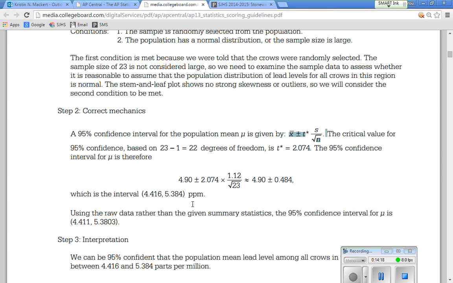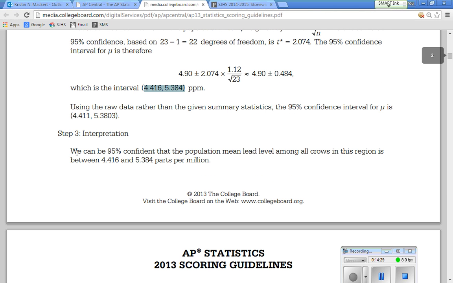All right, how many of you actually got the correct interval? Okay, almost half of you. Good. All right, so interpreting the data, we can be 95% confident that the true population mean lead level among all crows is somewhere between 4.416 and 5.384 parts per million. Notice it's not a percentage here because we're talking about means. It is a confidence interval about means, so we use those correct units.